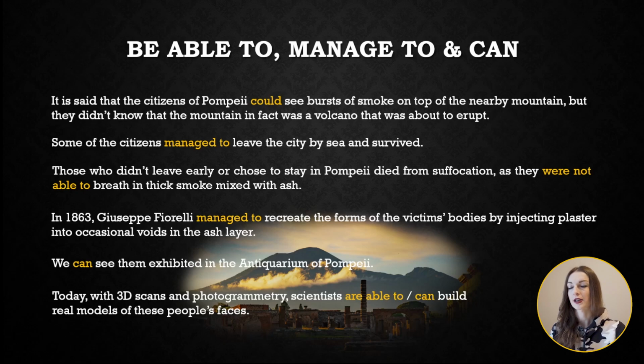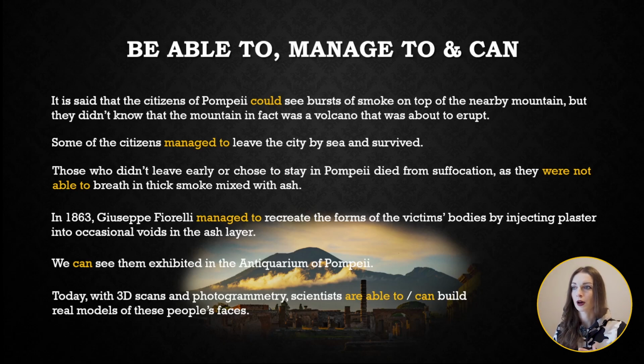So, let's discuss it a little bit. In the first sentence, we say that people could see. We only speak about a possibility. We don't know whether they really saw the bursts or not. We presume that living by a volcano, they must have seen something going on. So here we speak about general ability or possibility in the past.